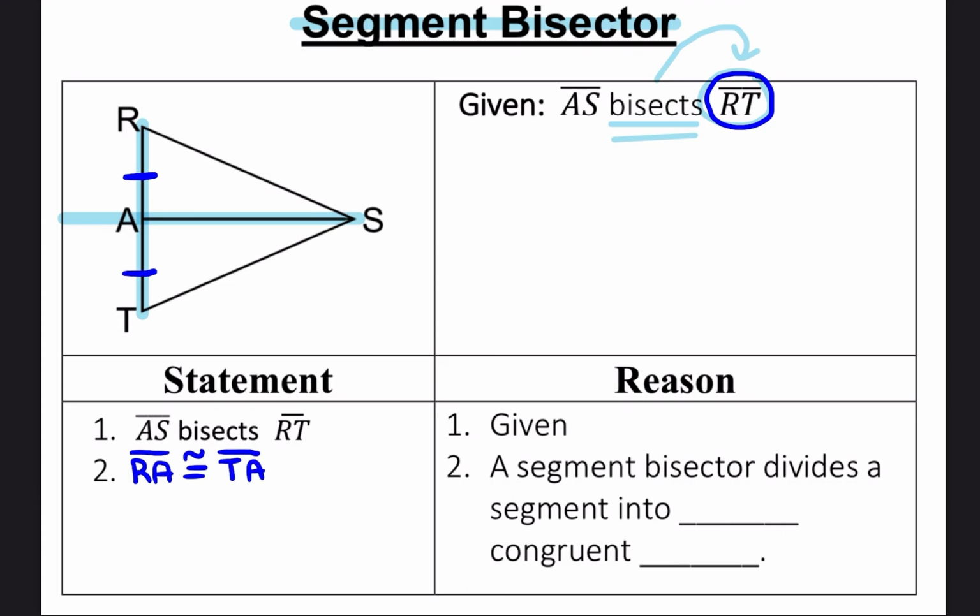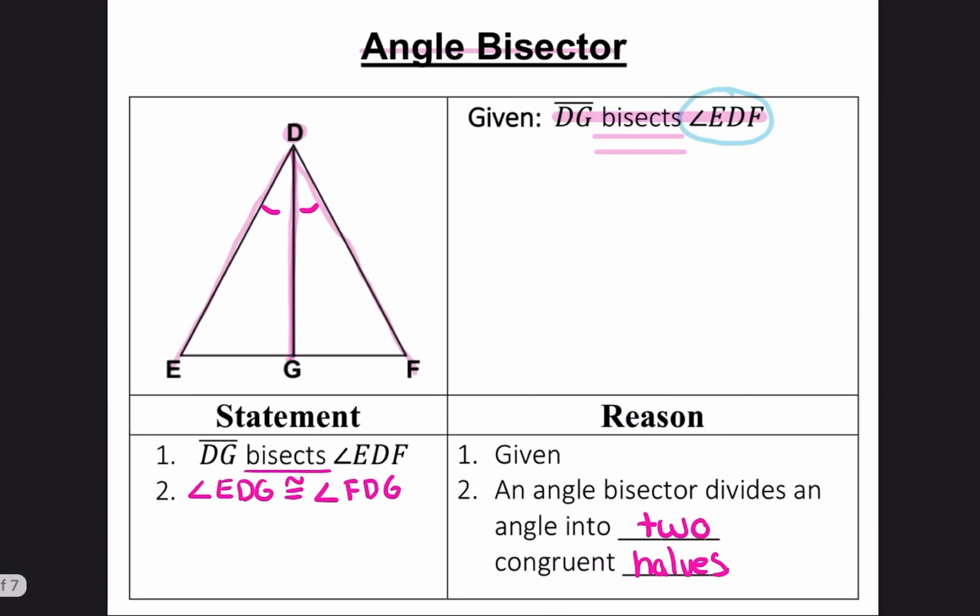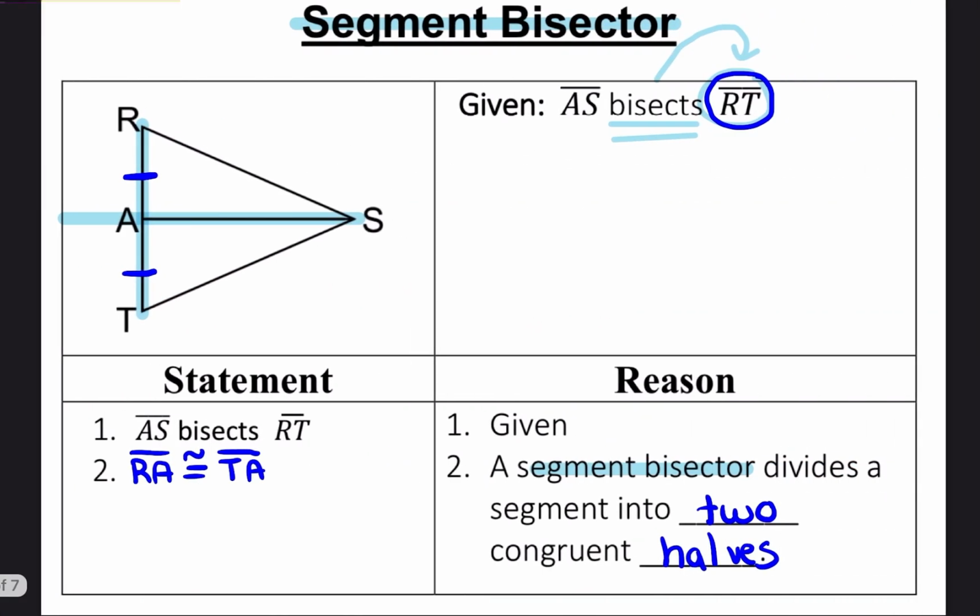Okay, so RA is congruent to TA because a segment bisector divides a segment into two congruent halves. So it is quite literally the same reason. The only difference is in a segment bisector, we say segment bisector divides, and in an angle bisector, we said angle bisector divides. So it really is the same thing, just two different times. Okay, so now we've gone over how to use these in proofs. Let's go ahead and solve a proof or two.